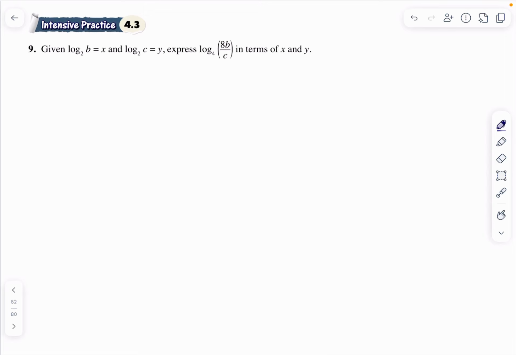Intensive practice 4.3, question 9. Given log base 2 of b is x, log base 2 of c is y, express this in terms of x and y.